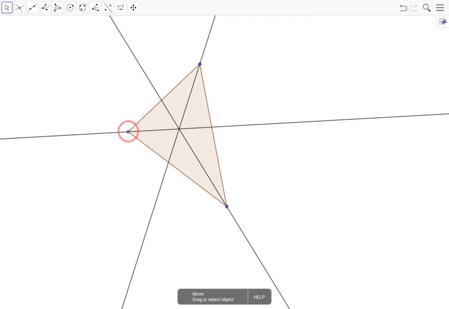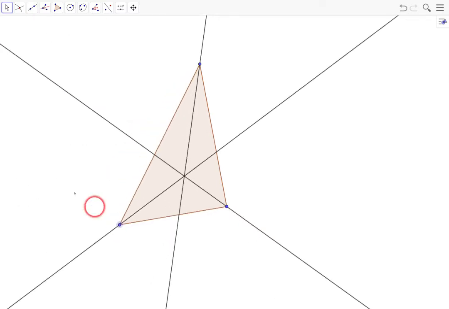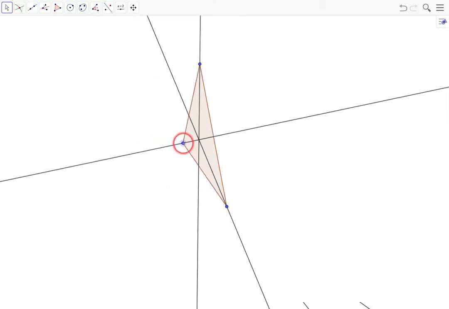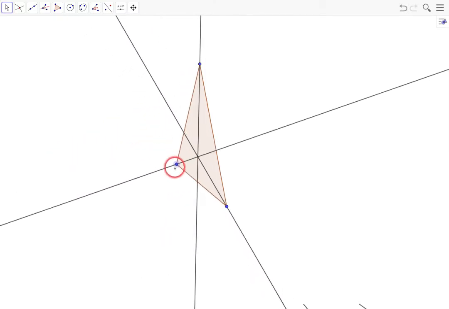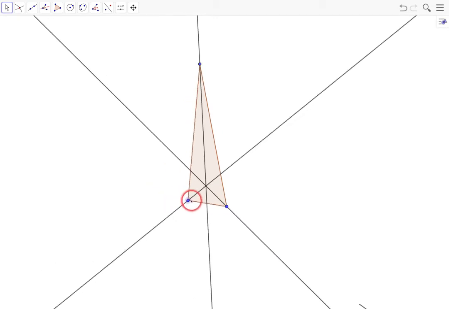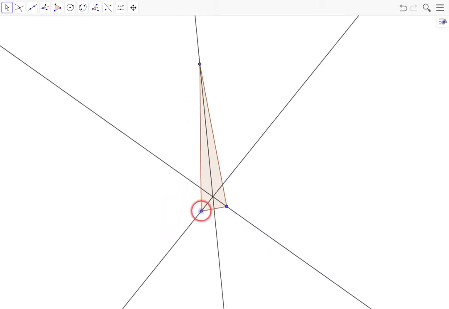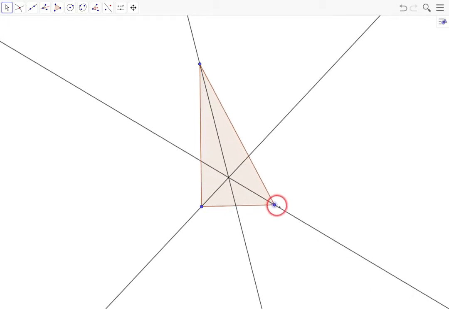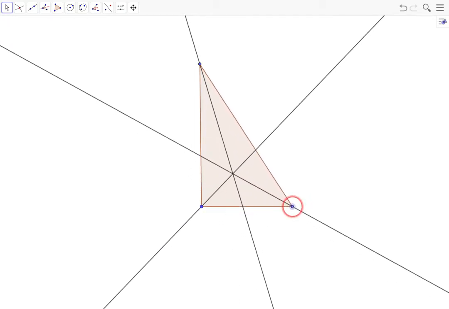So let's move this around and see what happens. I can make it an acute triangle. I can make it an obtuse triangle. I can even make it a right triangle. And no matter which way I do it, the incenter is always inside the triangle. Okay? So no matter what, the incenter is inside the triangle.